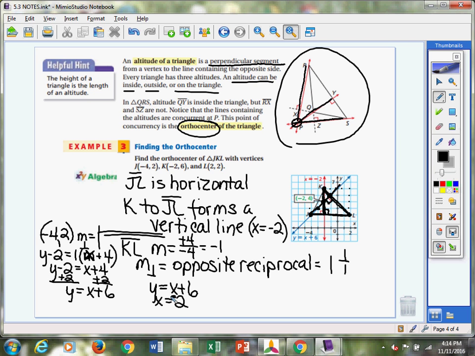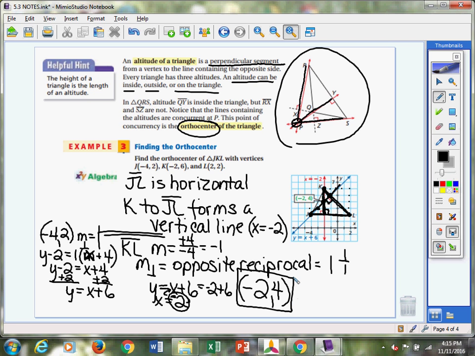You should be able to easily figure out where that point of intersection is just from those two equations. So they're already telling you what x is equal to. So we know that at the point of intersection, x is negative 2. We do know that beyond the shadow of a doubt because of the vertical line. It tells you x equals negative 2. And then to find the y, you're going to substitute negative 2 and plug that in for x. And you'll have negative 2 plus 6, which is 4. And so here's your orthocenter right there.